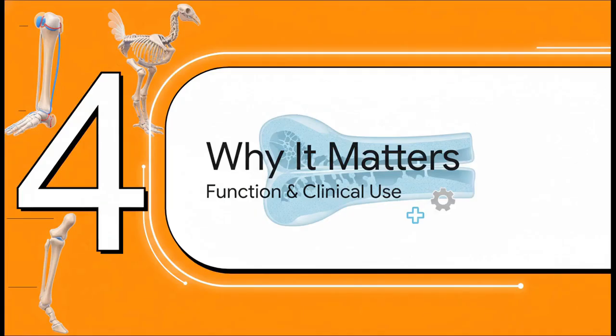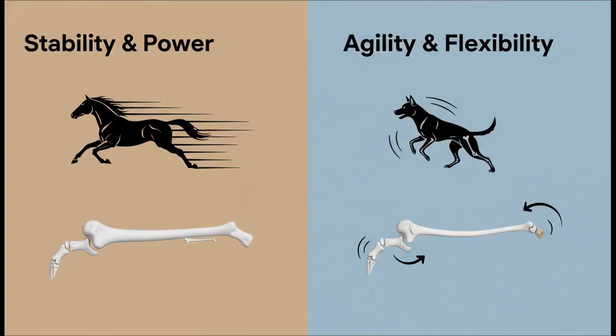So we've seen the what, but now it's time for the why. What does all of this actually mean in the real world? Let's connect these cool anatomical details to why they matter functionally and even clinically. At the end of the day, it's simple. The bone structure is perfectly tailored to the animal's lifestyle. For big herbivores like cows and horses, a massive tibia and a tiny fibula create a super stable, powerful leg for standing around and for running in a straight line.